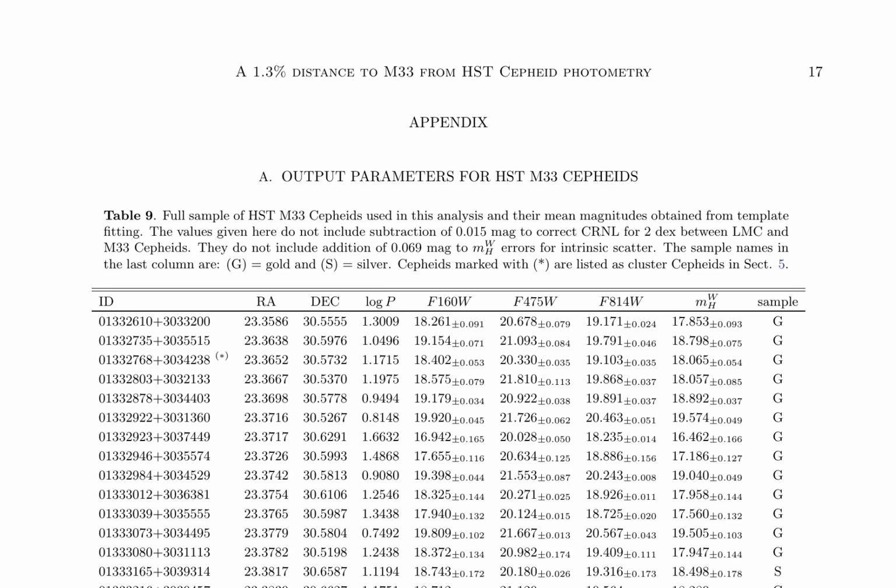This appendix presents the output parameters for Hubble Space Telescope, HST, M33 Cepheids used in this analysis. Table 9 lists the full sample of HST M33 Cepheids, including their mean magnitudes obtained from template fitting. The values given do not include subtraction of 0.015 mag to correct for the color excess between LMC and M33 Cepheids, nor the addition of 0.069 mag to account for intrinsic scatter.